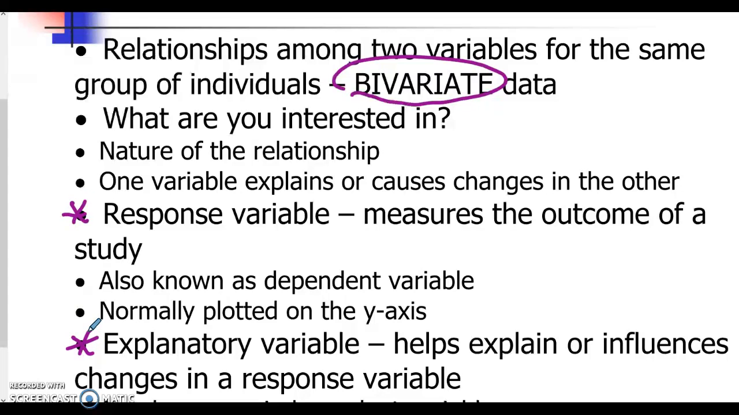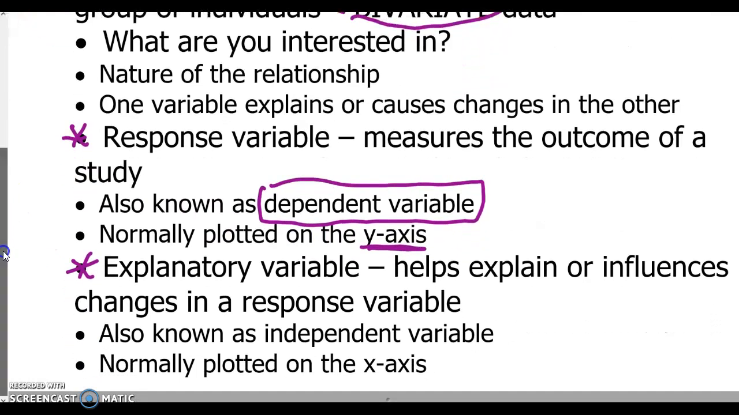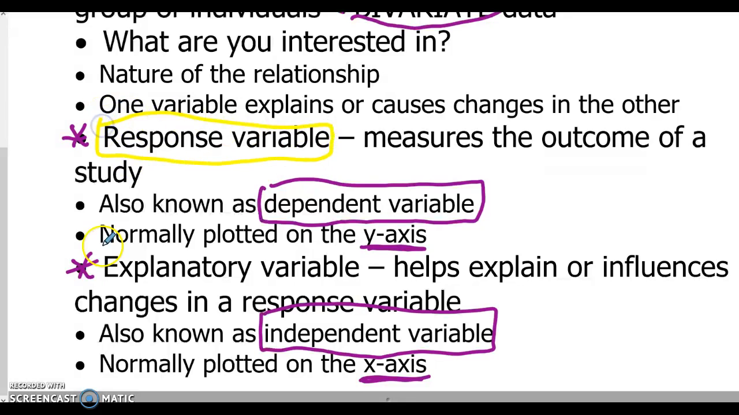The response variable measures the outcome, and in science and other applications, that's the dependent variable, which gets plotted on the y-axis. But in statistics, we're going to refer to it as the response variable. And the explanatory variable is then your independent variable, which is plotted on the x-axis. And it's the variable that helps explain or influence the changes in the response variable. You'll want to be familiar with the vocabulary of response variable and explanatory variable as we move forward and look at bivariate data.